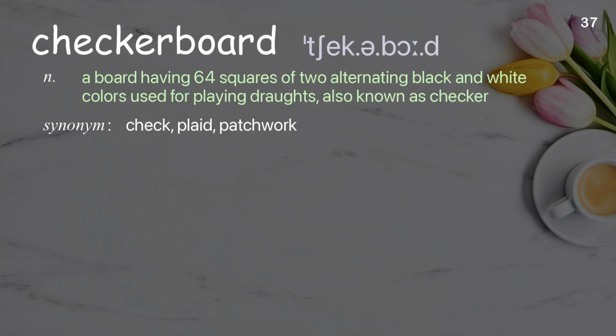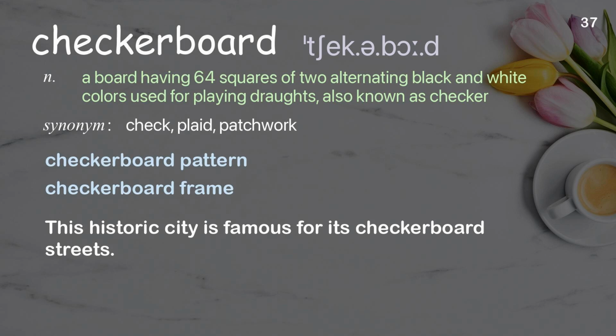Checkerboard. A board having 64 squares of two alternating black and white colors, used for playing drafts, also known as checkers. Examples: Checkerboard pattern. Checkerboard frame. This historic city is famous for its checkerboard streets.